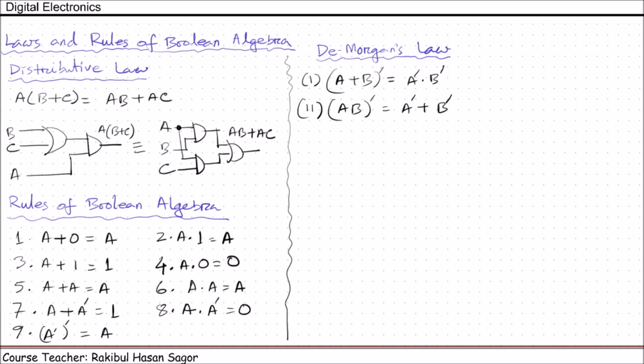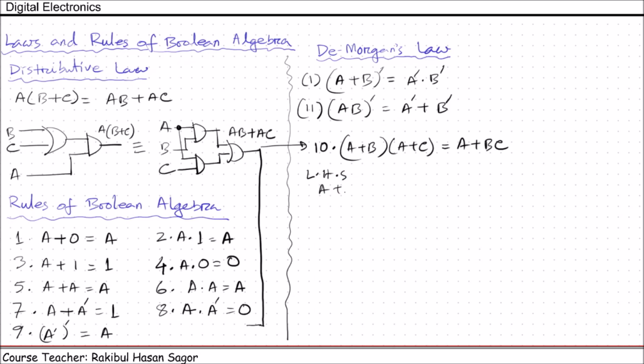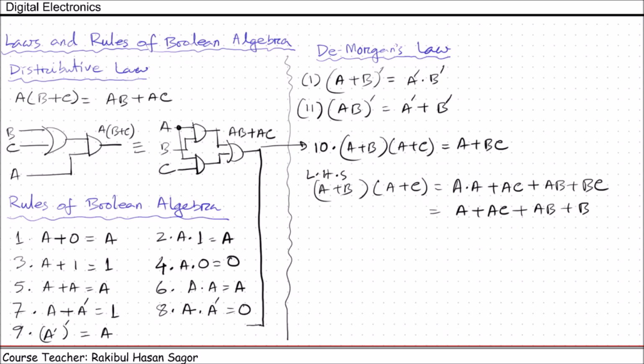There are two other rules for Boolean algebra. We can write from here. After 9, we have 10. Rule number 10 is (A + B)(A + C) is equal to A + BC. How can we get that? Let's solve it. Let's take the left-hand side: (A + B)(A + C). If we multiply, we get A·A + AC + AB + BC. Now A·A, from here we know A·A is equal to A, so A + AC + AB + BC. Now if we take A common from here, we'll get A(1 + C) + AB + BC.